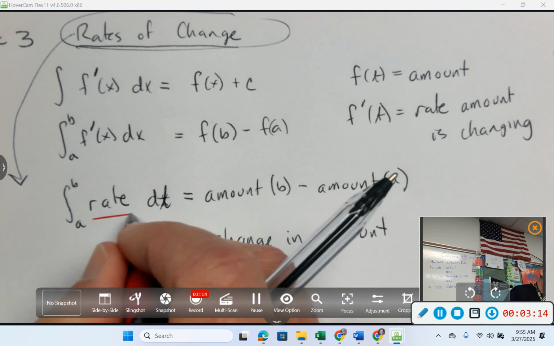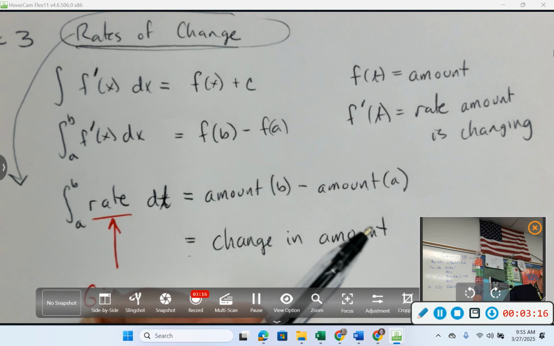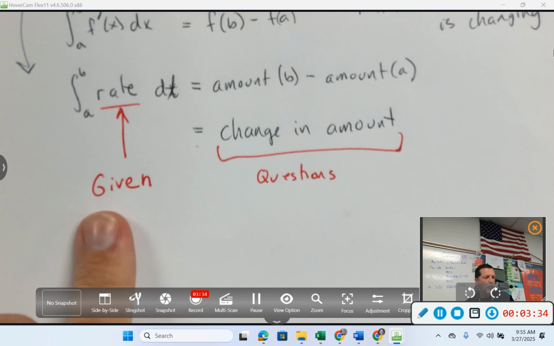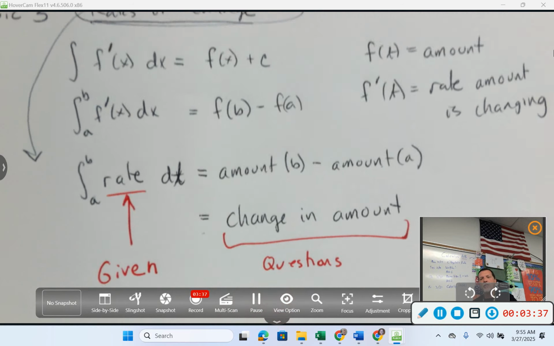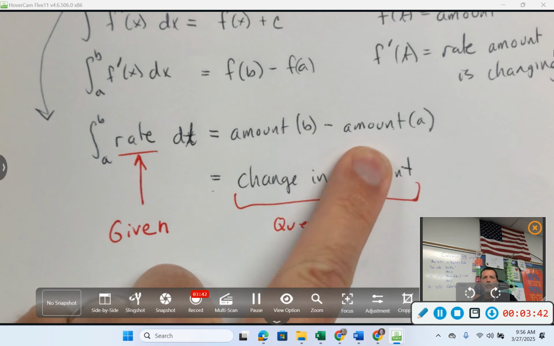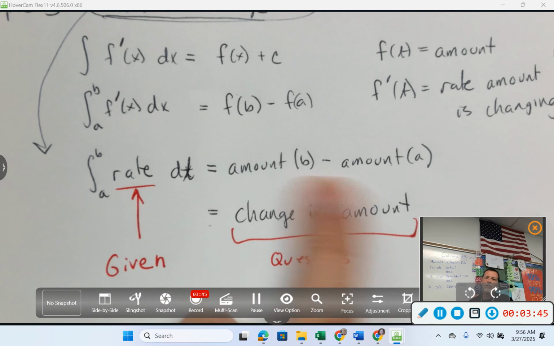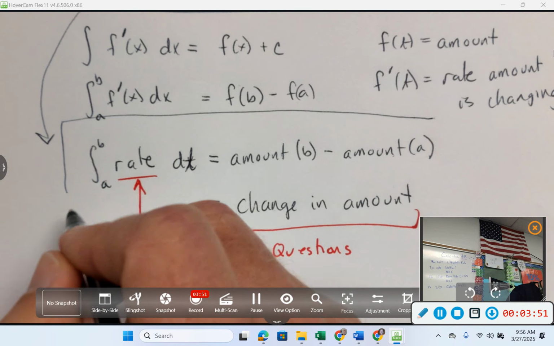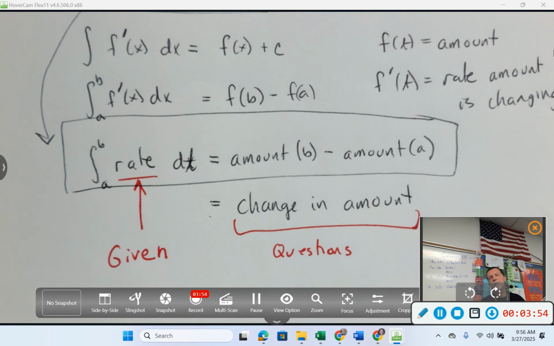Most of the questions, they give you the rate and then ask questions about the amount. Usually. They could do it the other way, but almost always they'll give you a rate equation and ask you for a change in amount, and basically you have to recognize, oh, I just need to take the antiderivative of the rate to get the amount. Worry about the limits. Maybe I can solve for C. Maybe it's just f of b minus f of a. But this is the big thing for topic 3. If you integrate the rate, you get the change in the amount.